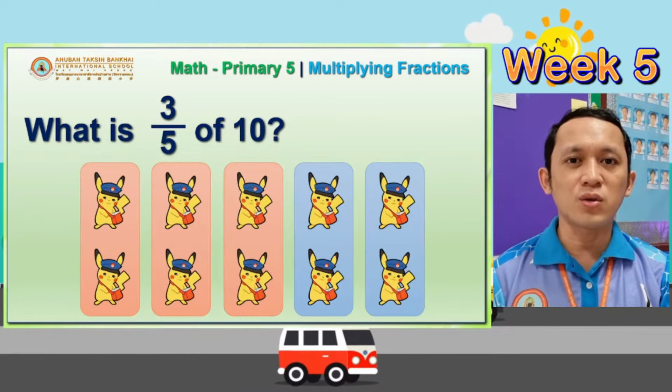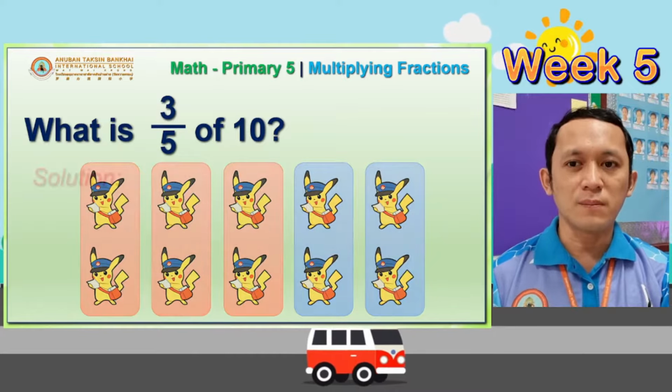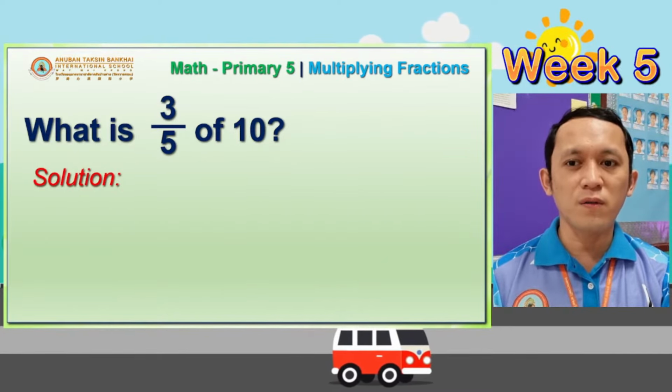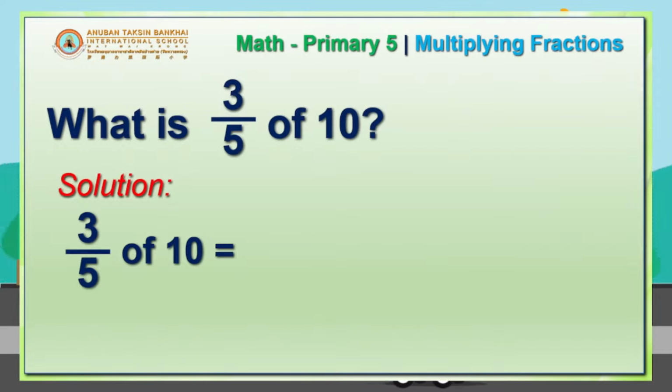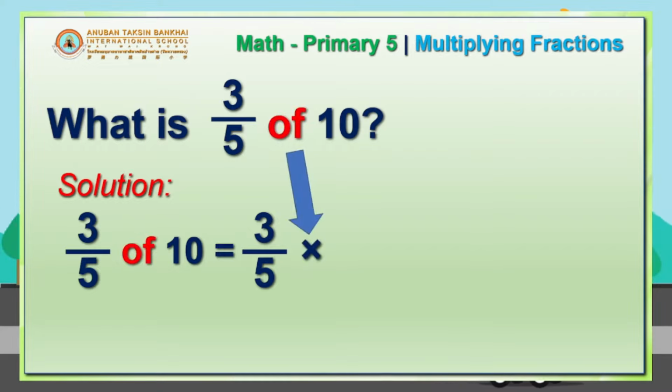Now let's try to show our solution. Let's write 3 over 5 of 10 is equal to 3 over 5. And in math, we can translate "of" by saying 3 over 5 times 10.